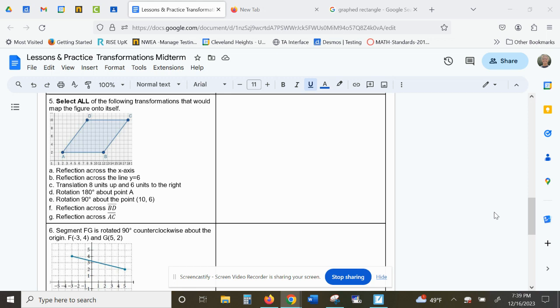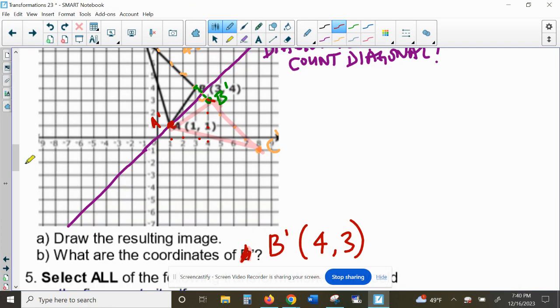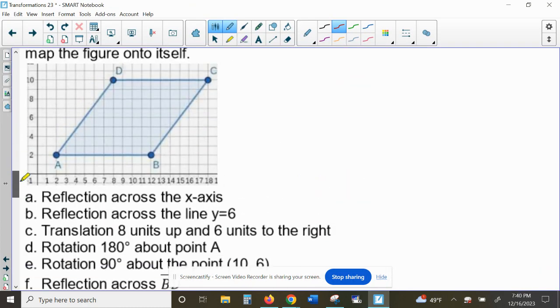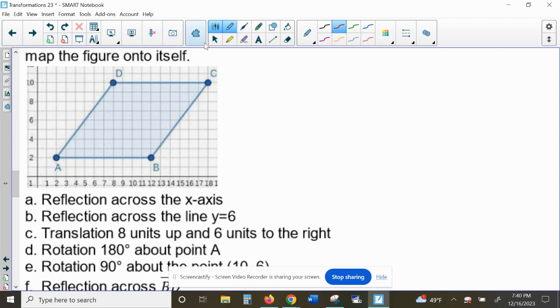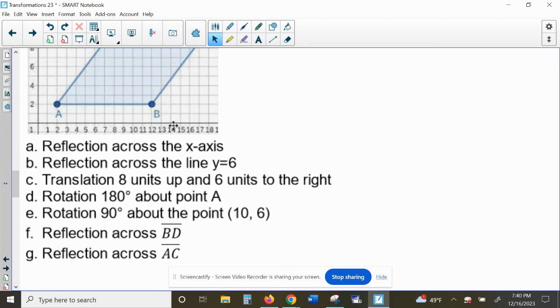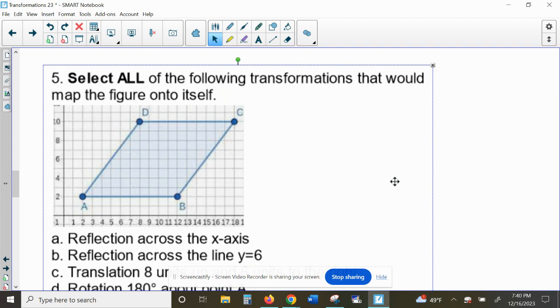Okay, so we want to select all of the following transformations that would map the figure onto itself. When we say map onto itself, that just means that it has to land exactly on top of itself. So it says select all that apply.